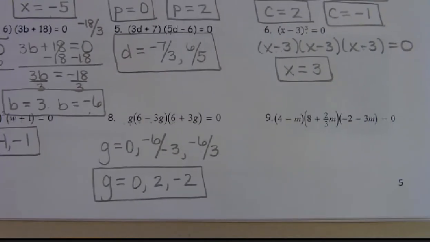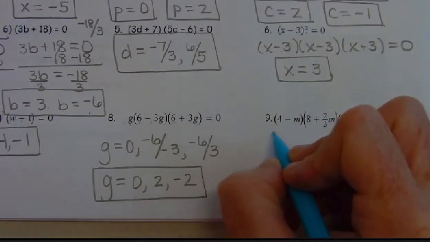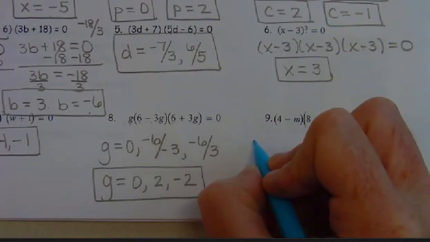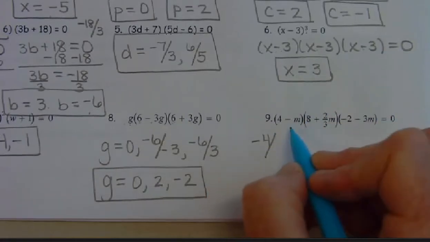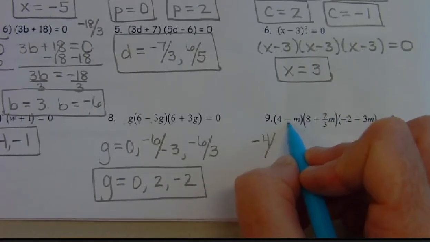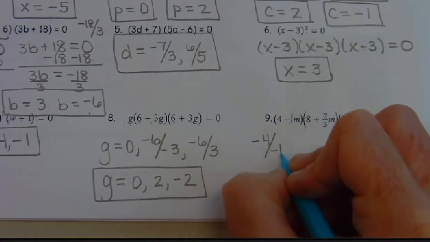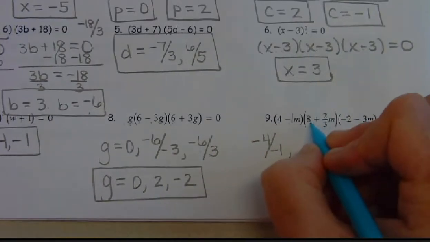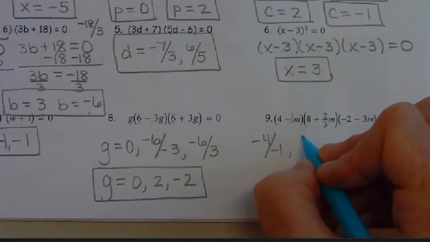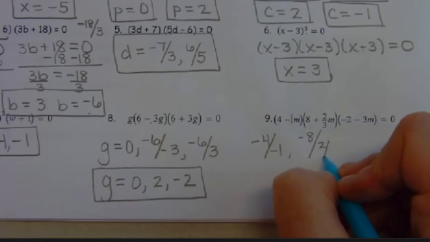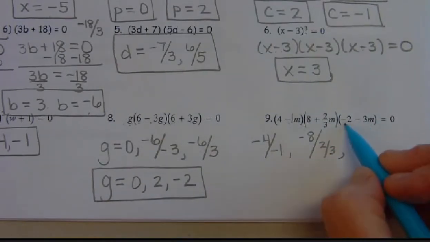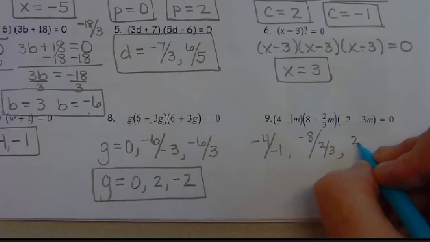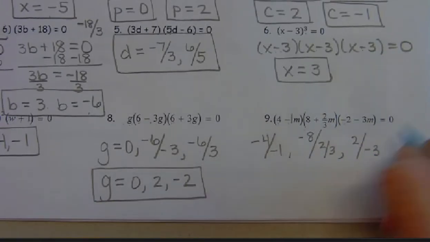This one will be the hardest one because it deals a lot with fractions and negatives. So in this case, I take the opposite of 4, which is -4, but there's a number in front here other than 1. It's actually a -1, so I divide by a -1. I take the opposite of 8 and get -8, and I divide that by 2/3. I take the opposite of -2, and I get 2, and I divide that by -3.